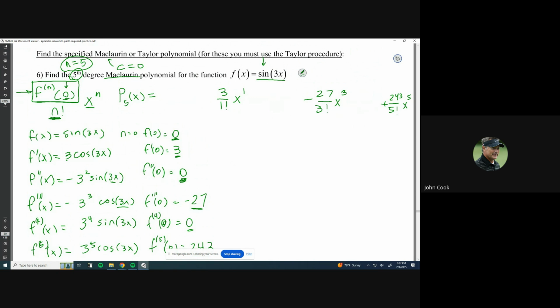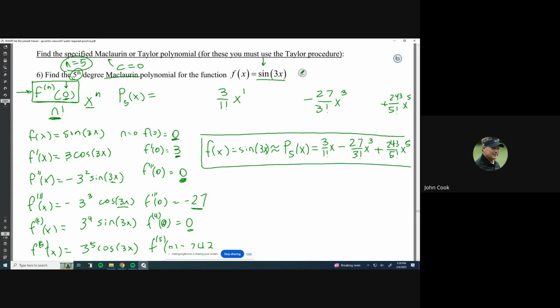So here's how I like to write it up afterwards. The function f of x equals sine of 3x is about equal to a fifth degree polynomial approximation that fits these 3 terms. It's going to be 3 over 1 factorial x minus 27 over 3 factorial x to the third plus 243 over 5 factorial x to the fifth. And there you go. You can just leave it like that, and that would be the approximation that you would need for it. And that's what it's asking for: find the fifth degree Maclaurin polynomial for that function.